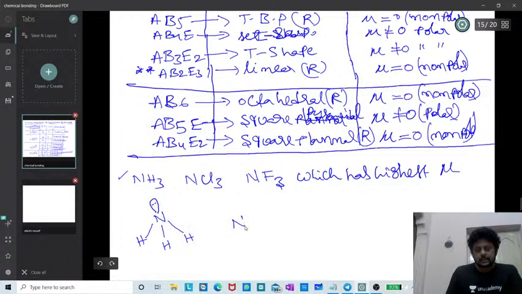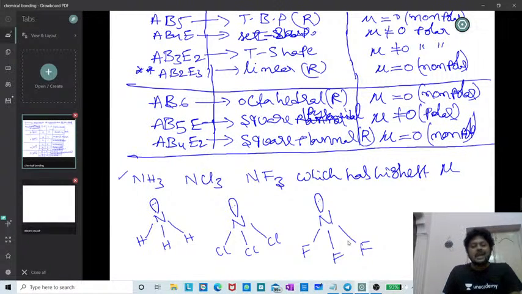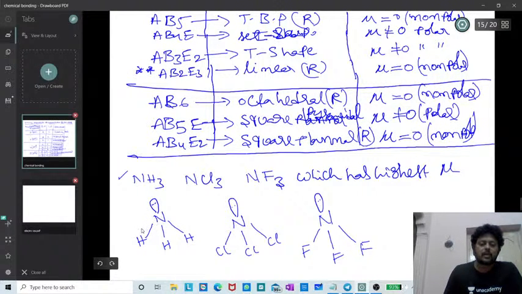Next, NCl3, NF3, and NH3. Here, for N and H, which is more electronegative? N. So the dipole vector is in this direction, this dipole vector in this direction, and this dipole vector also in this direction.